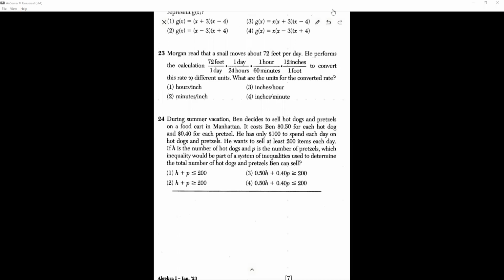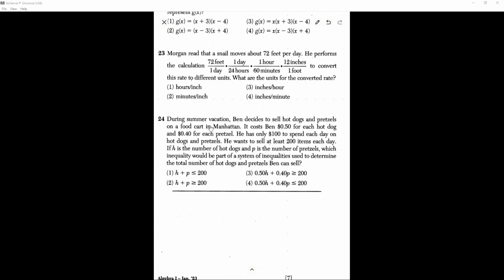I did this question number 24 already, but when I looked at the video, I wasn't particularly happy with the way I did it, so I thought I would redo it and repost it. This is taken from the January 2023 Algebra 1 Regents exam, question number 24. So I'm going to try this again, and then I'm going to repost it.